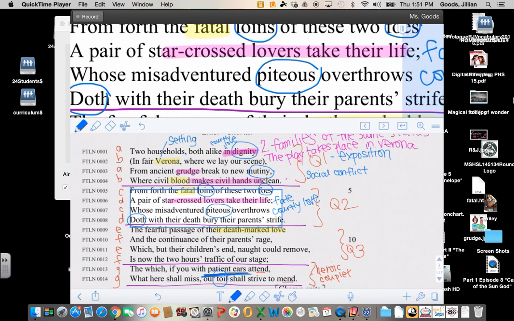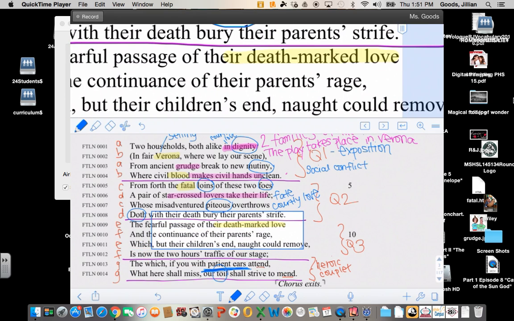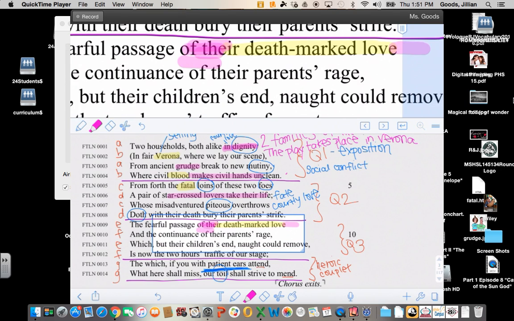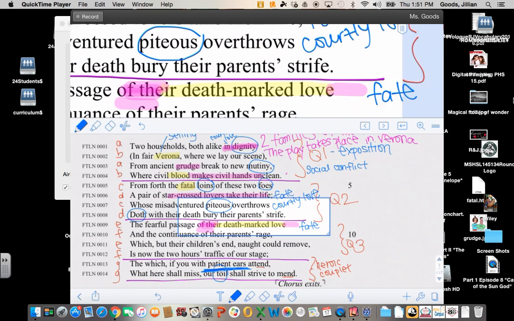Let's see, what else do we want to talk about here? Fate, courtly love, death-marked love. Okay, the fact that they have this death-marked love. So if we scroll down here, and it's already highlighted in yellow, but at the start of our third quatrain, I also want you to put maybe a little bit of pink highlighting around it, because the fact that their love is death-marked is important and points to the fact that they don't have control over it. It will happen. So fate again. And anything else that you guys want to mark that we haven't talked about, feel free.